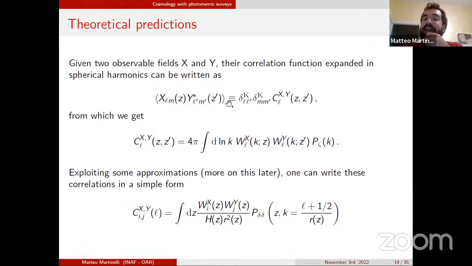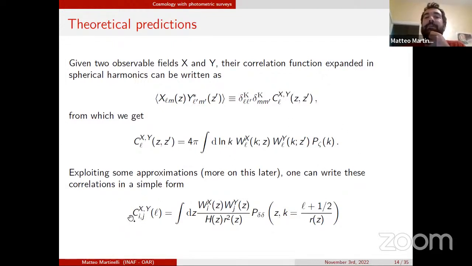And we can express it, remembering that inside these fields we have our density perturbation. You can show that you can express these C_ells theoretically as a function that depends on the primordial power spectrum, so what we have at the beginning of times, and some transfer function, these W's, that contain basically how these perturbations evolve with time and the specification of how you observe these two fields. I will show you later in this talk how there are some approximations that can allow you to write this in a much more convenient form.